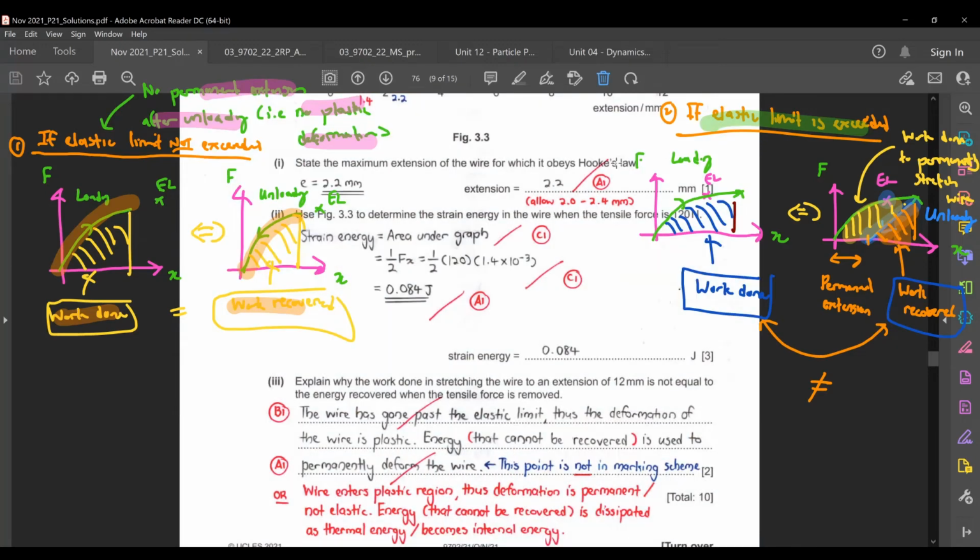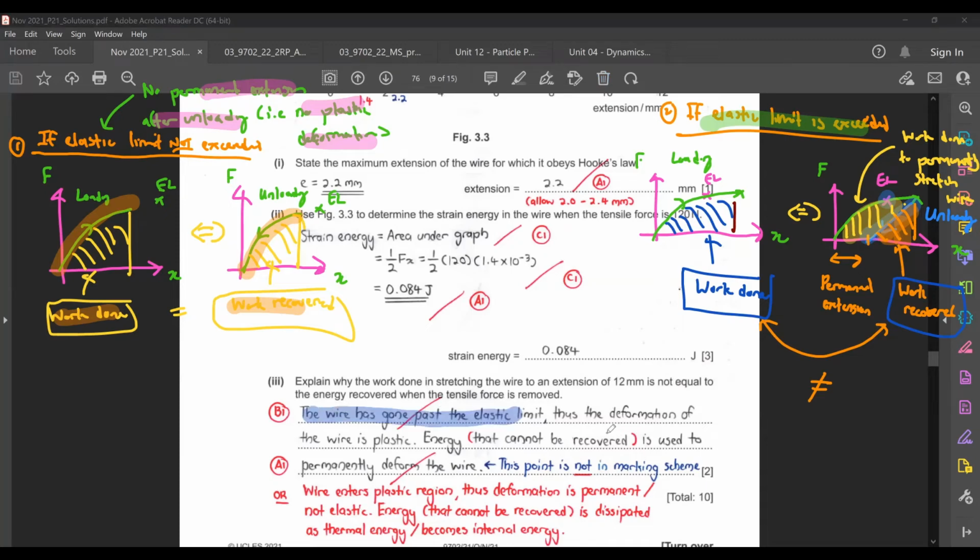Okay, so 2 marks. You say wire has gone past elastic limit, thus the deformation of the wire is now plastic. The energy is now used to permanently deform the wire. The phrase was energy that cannot be recovered is used to permanently deform the wire. If you want to make more sense of it, you can actually say that part of the initial energy is used to permanently deform the wire.